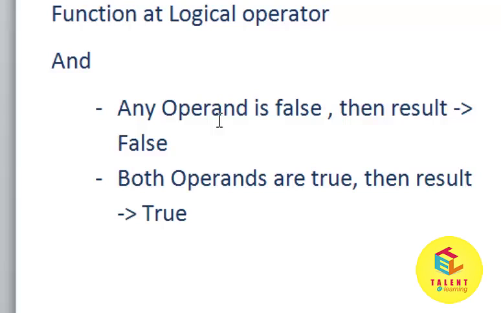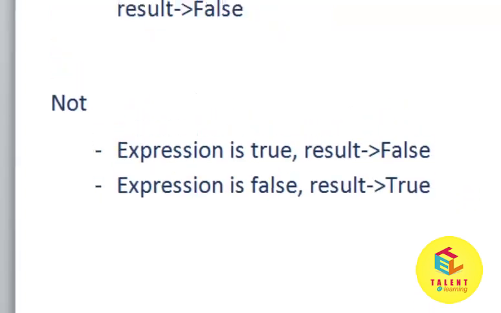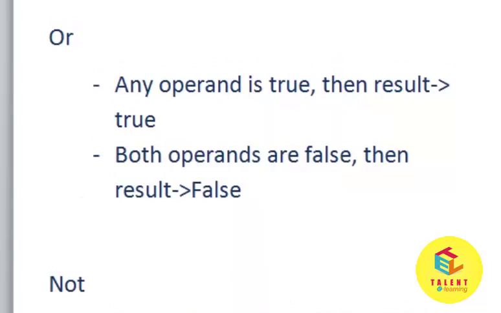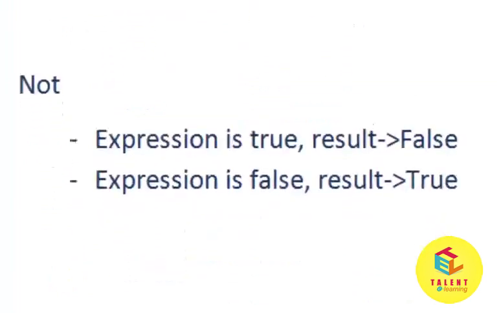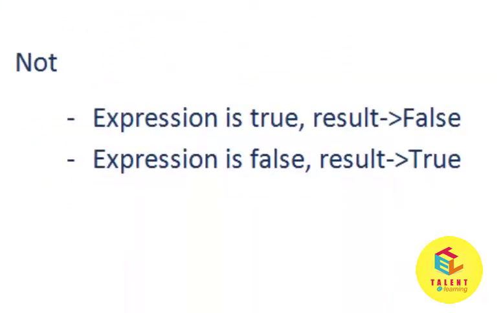If both operands are true, then result will be true. Next, or. If any operand is true, then result will be true. If both operands are false, then result will be false. Not. If expression is true, then result will be false. If expression is false, then result will be true.